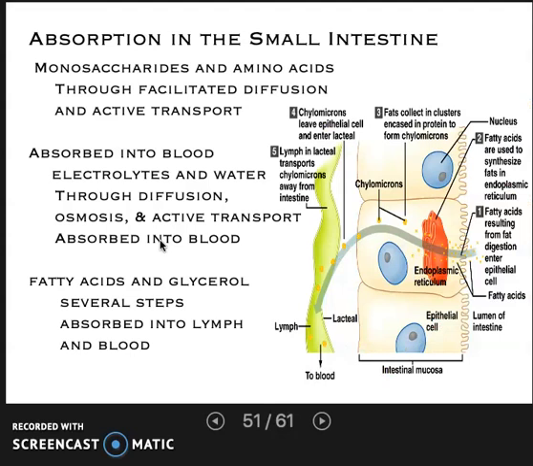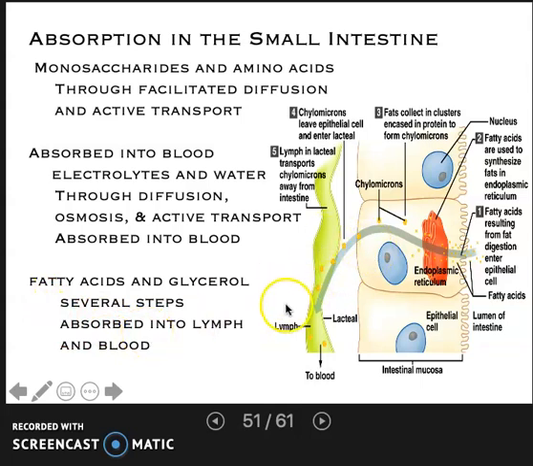So what's being absorbed in the small intestine? Amino acids, monosaccharides, right? I have to break these larger biochemical compounds down into their smaller constituents, right? So proteins are broken into amino acids, polysaccharides into the monosaccharides, and then, of course, additionally, all kinds of electrolytes and water are going to be absorbed through diffusion, osmosis, and active transport, and then fatty acids and glycerol are going to be absorbed into the lymph and the blood vessels.